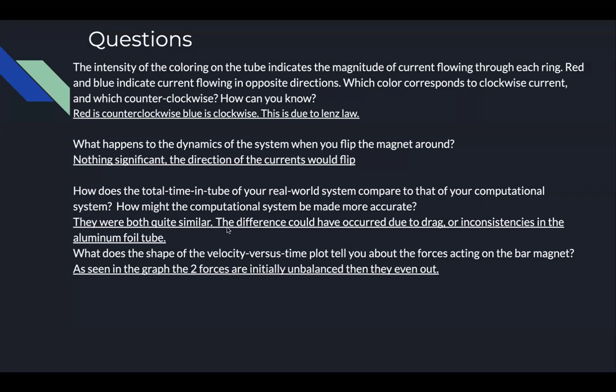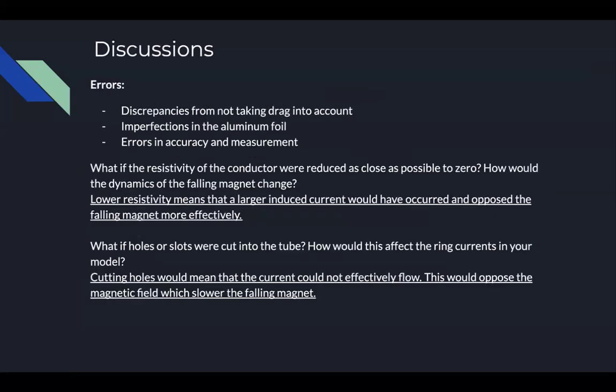And then, as discussed before, the shape of the graph tells us that at first the forces aren't balanced, and then they eventually even out. Now for our discussion, as far as errors go, there could have been some discrepancies from not taking drag into account. There could have obviously been some imperfections in the aluminum foil. It's not perfect. And there were going to be errors in accuracy and measurement.